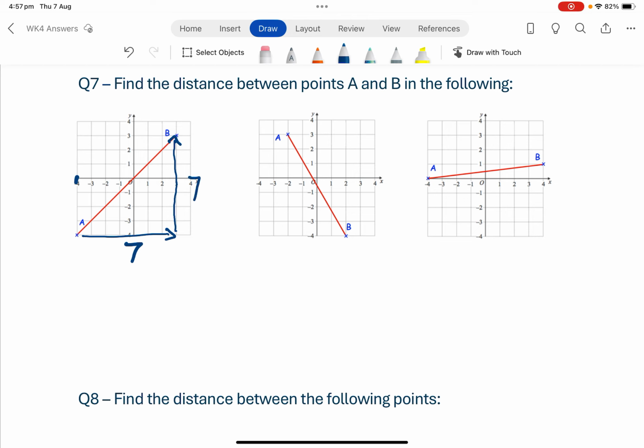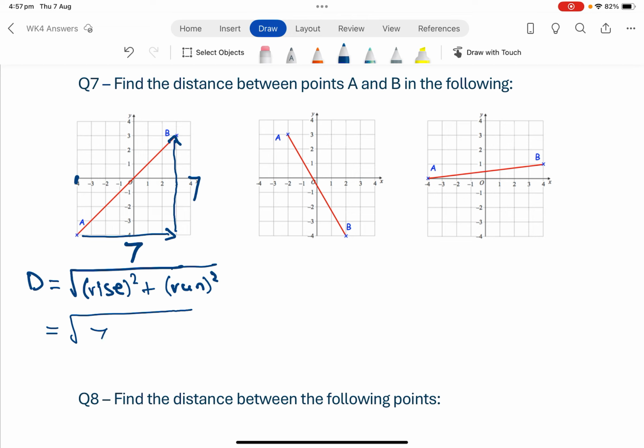My distance is going to be equal to the square root of the rise squared plus the run squared. In this case, we rose 7, so 7 squared. I should put those brackets in because with some calculators you will get issues if you don't. Putting that into my calculator, we get 9.9 if we round it to 1 decimal place.